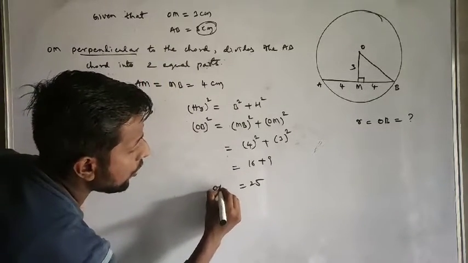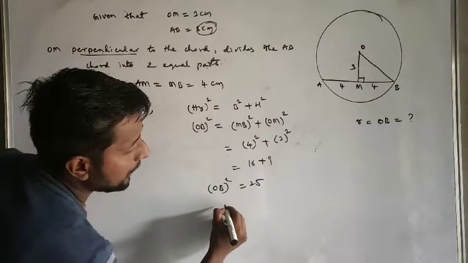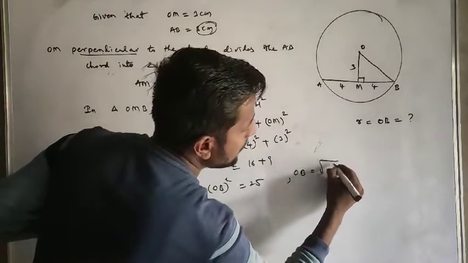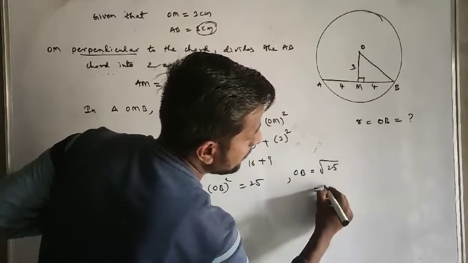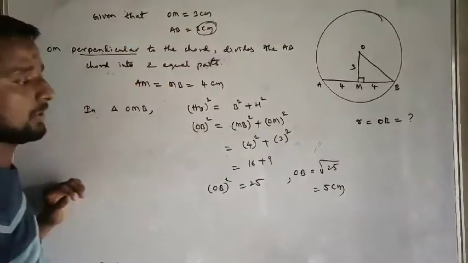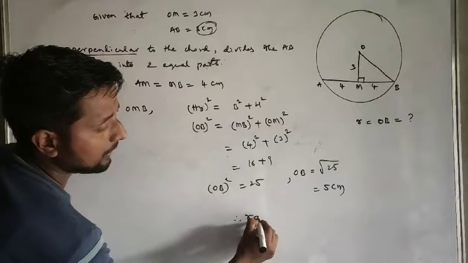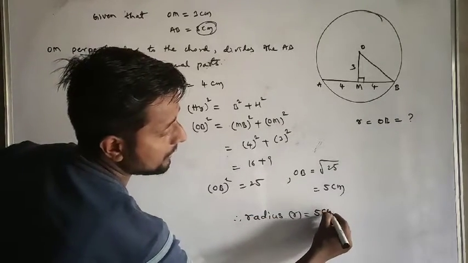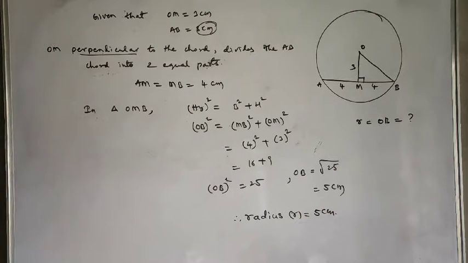That is, OB squared is equal to 25. If we talk about only OB, then it is the square root of 25, which is 5 centimeters. So therefore the radius of the circle is 5 centimeters.